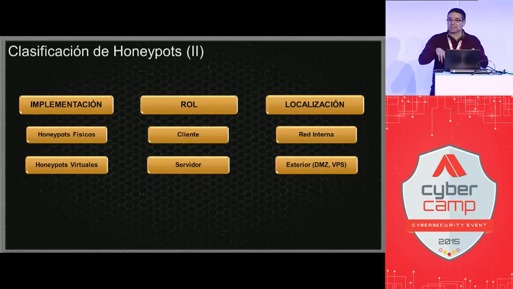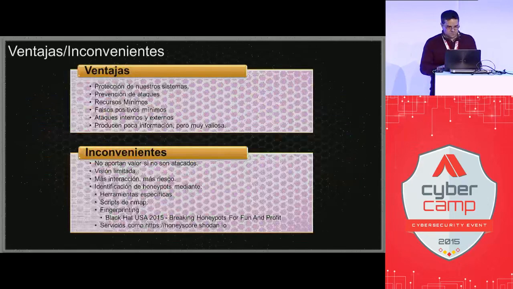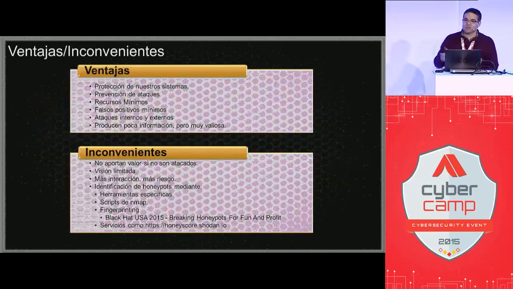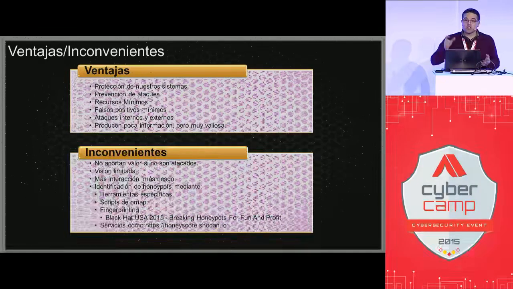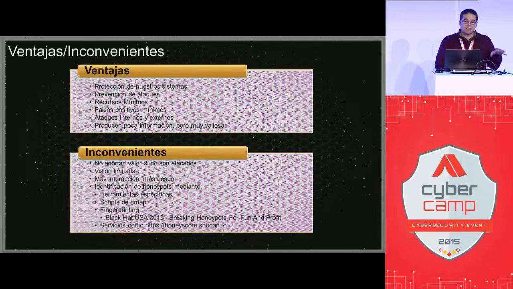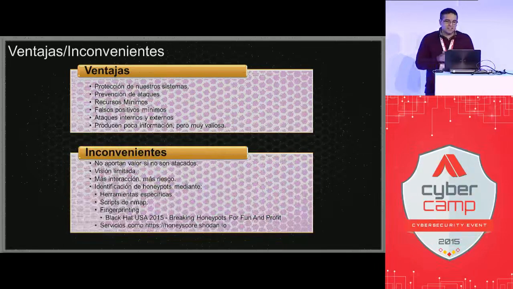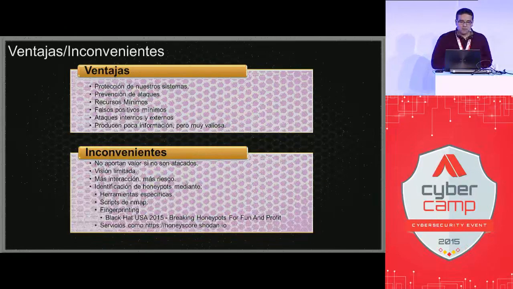And regarding location, some of us have an internal network and others have a network that publishes information out, a DMZ, etc. Advantages: protection of our system, preventing attacks, minimum resources. As I said, you can just install it on a Raspberry Pi and set it up in another network to find out what is happening there. Minimum false positives, detection of internal and external attacks, and it produces little but valuable information.